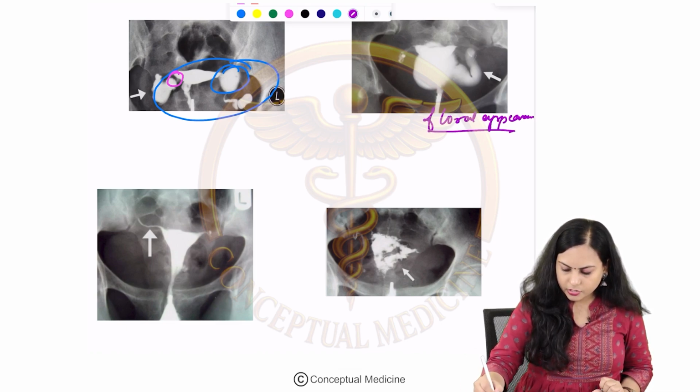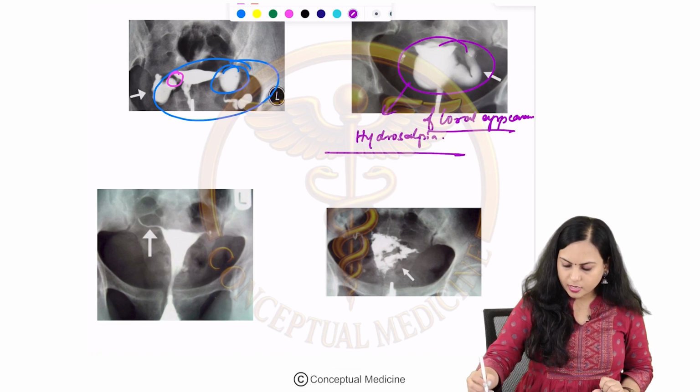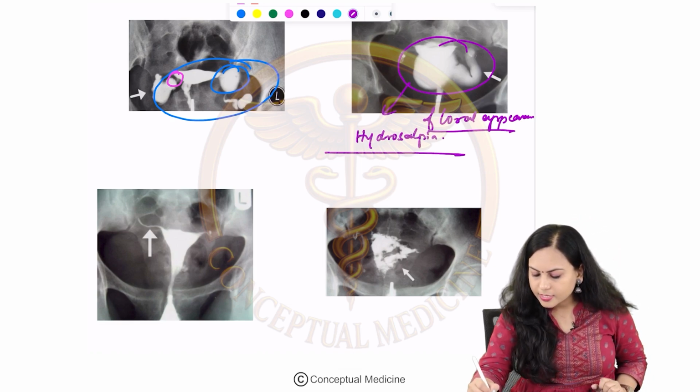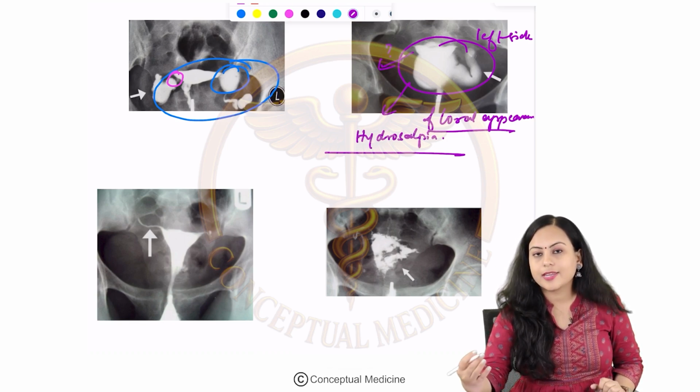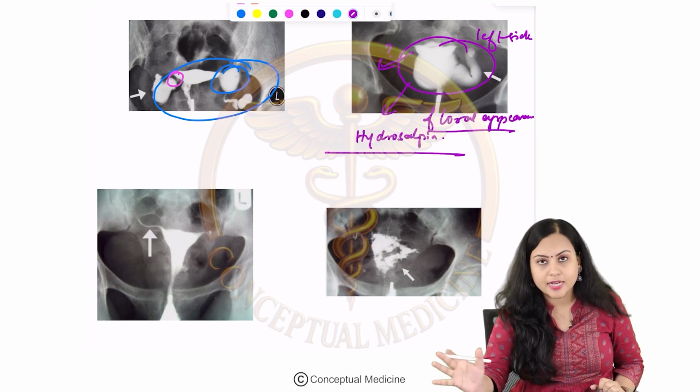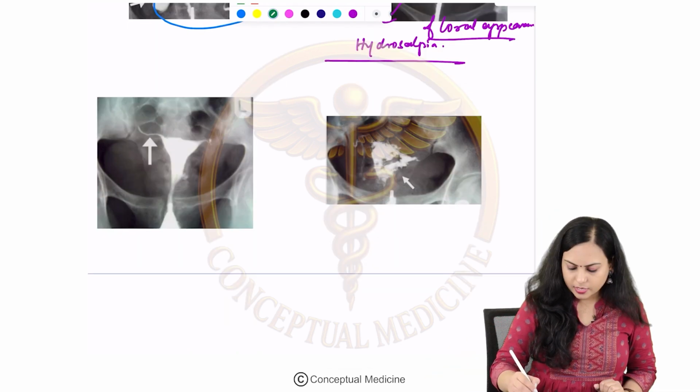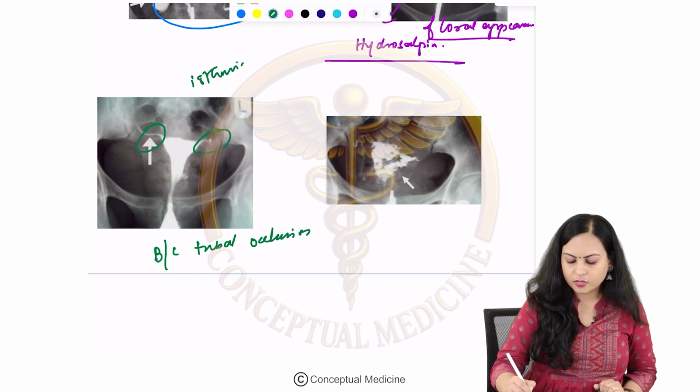You have a hydrosalpinx that is twisted, okay. This is on the left side, you are getting this appearance, whereas on the right side, you are not able to see the tube at all. So, it is completely blocked, right. And this is another picture where it is showing bilateral tubal occlusion, mostly at the isthmic portion, okay.